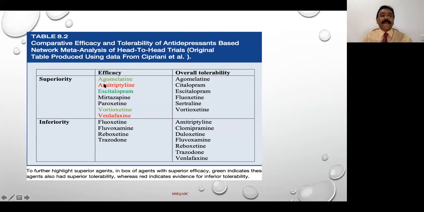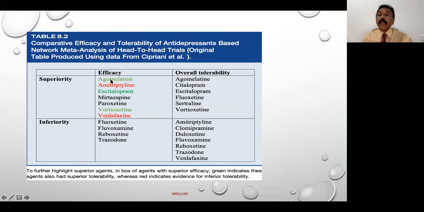If you look at this, escitalopram, agomelatine, vortioxetine. Here they showed that green indicates these agents also had superior tolerability. Red indicates inferior tolerability. So escitalopram has good superior efficacy and also good tolerability. And vortioxetine, again, we don't have much experience. Venlafaxine and amitriptyline have very good efficacy, but tolerability is poor.